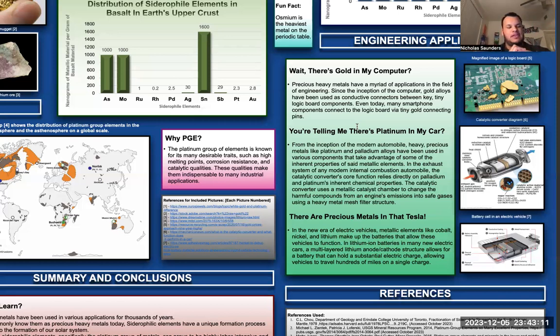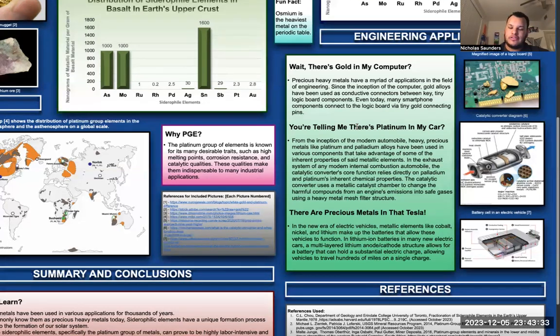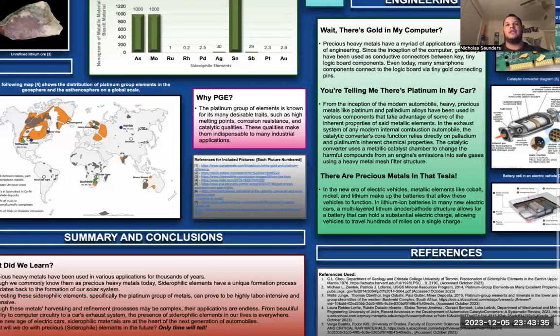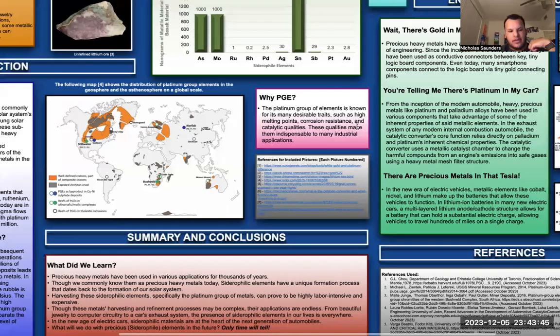And then some things about going into the future in electric cars. There are precious metals in that Tesla. Specifically, we can look at cobalt, nickel, lithium, things of that nature that make up the batteries that power these electric vehicles, which are really cool. That's in my wheelhouse. I love automotive engineering. That is my go-to. And so, as we move forward into the electric car generation, electric car revolution, future, whatever you want to call it, these siderophile elements are going to become more and more useful in powering the vehicles of tomorrow and the day after that.